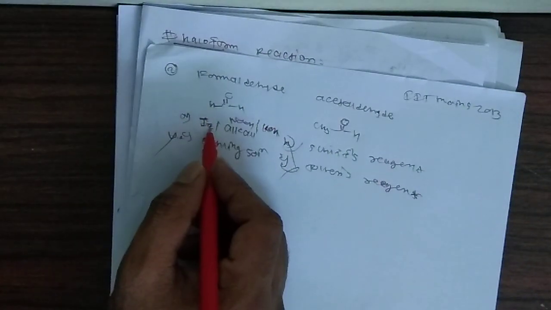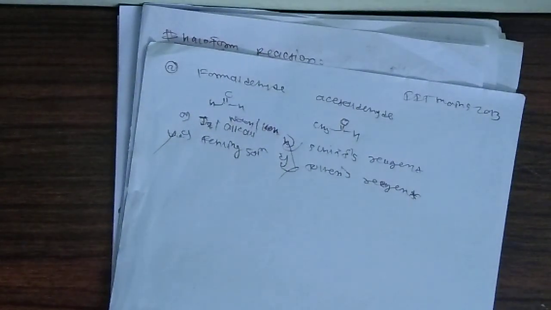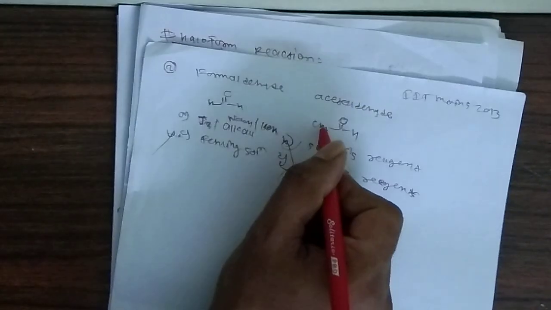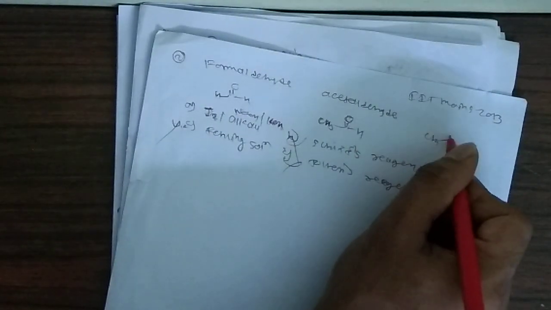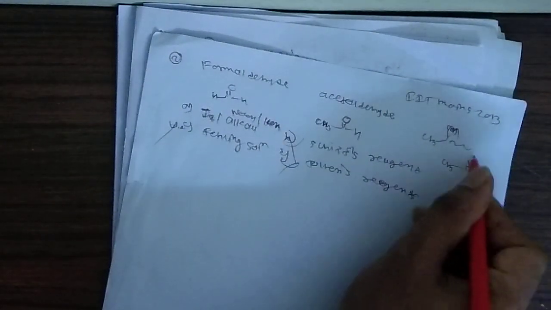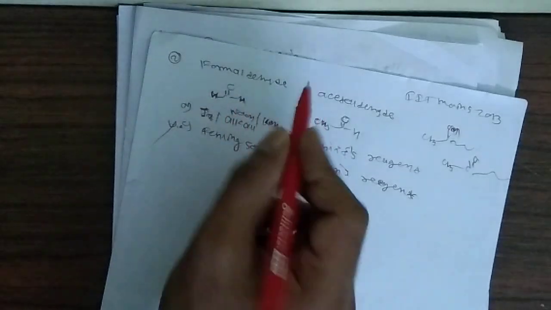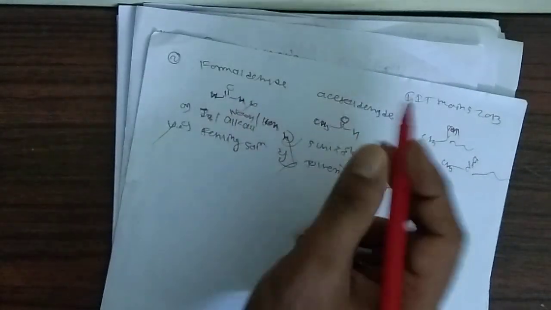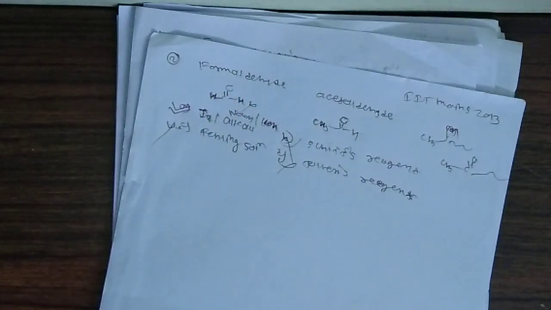It will react with what? Which type of compound? I have already told at the beginning that it is a compound which has a CH3 group. It may be an alcohol or it may be a ketone. But here, if you see, there is no CH3 group, so it will not react with the haloform reagent. Therefore, this reagent is used to distinguish formaldehyde and acetaldehyde. So the correct option of that question is A.